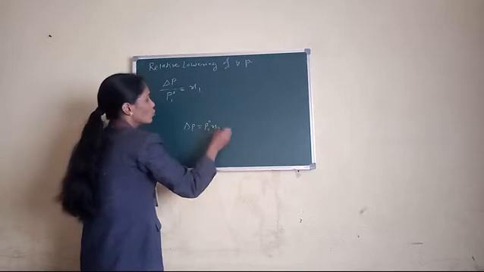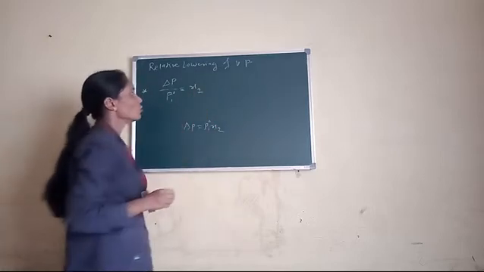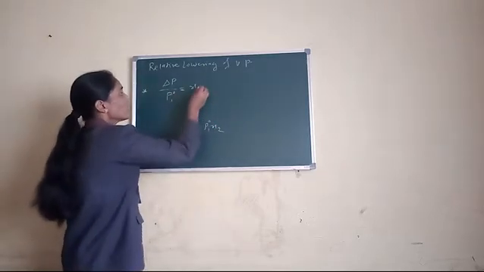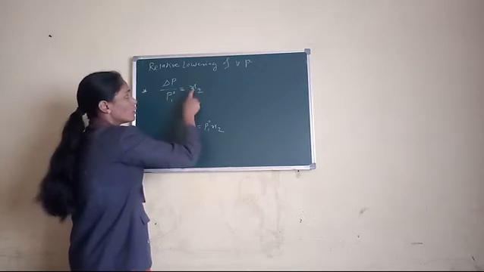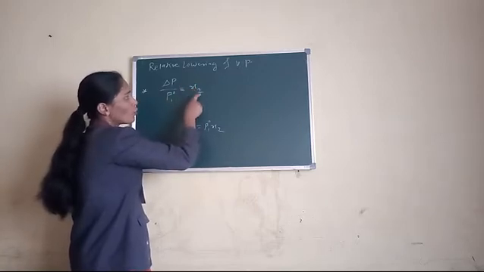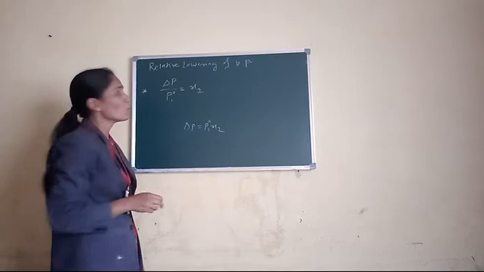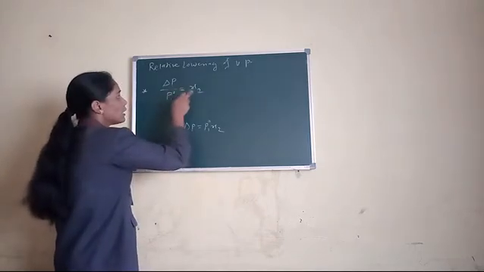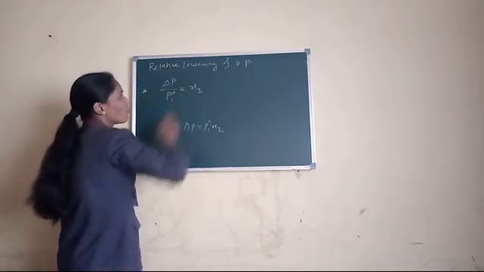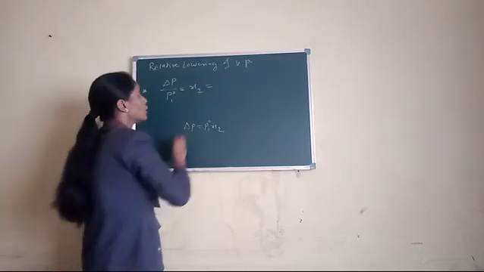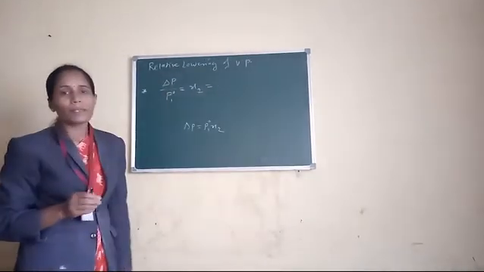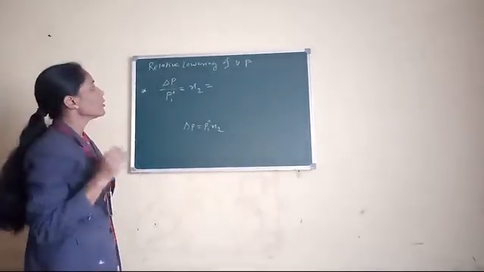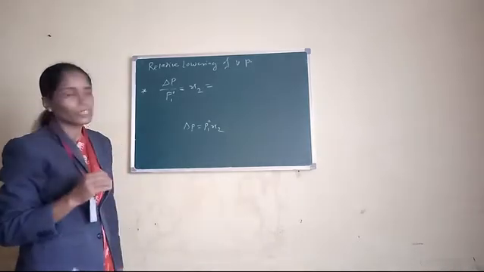Sorry, X2, mole fraction of solute. X2 means mole fraction of solute, 2 for solute, X for mole fraction. The lowering of vapor pressure depends on the mole fraction of solute. Delta P means the difference between pressures, the change in pressure.